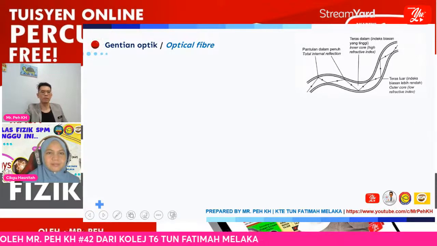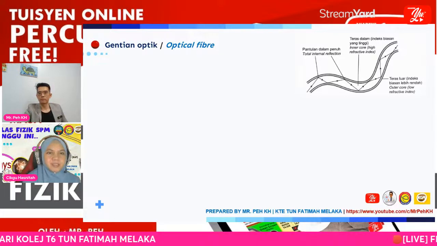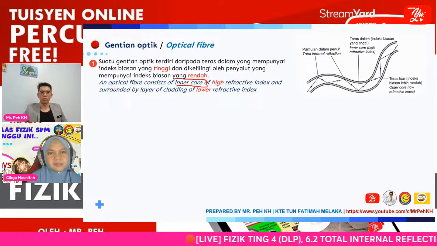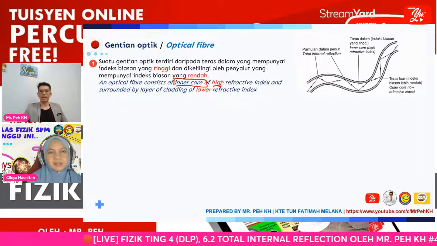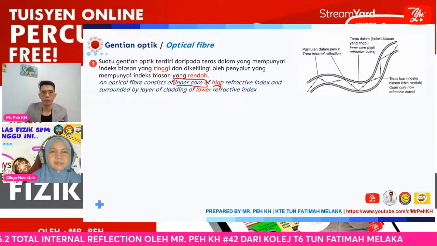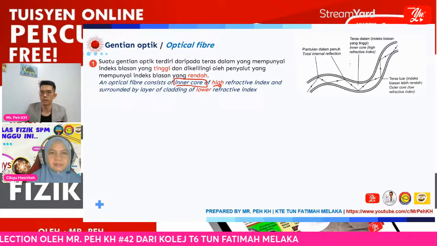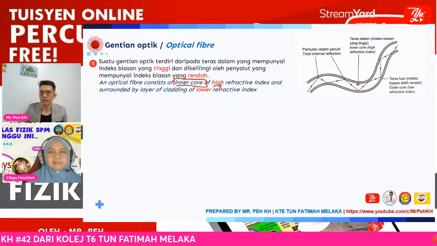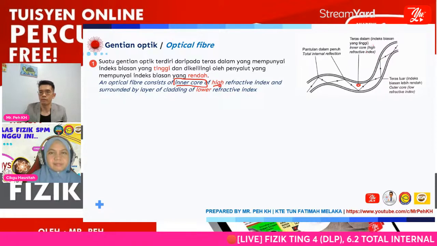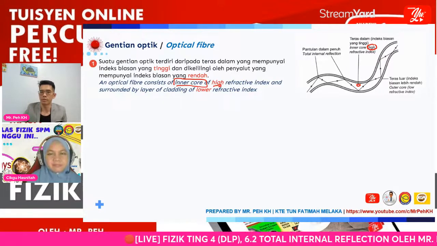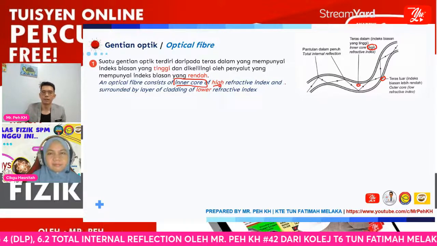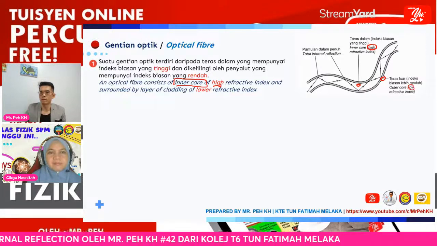Then the third application here is the optical fiber. An optical fiber consists of an inner core with a high refractive index, surrounded by a layer of cladding with a lower refractive index. You can look at this figure. Inside the optical fiber here, the material used has a higher refractive index compared to the cladding layer, which has the lower refractive index.